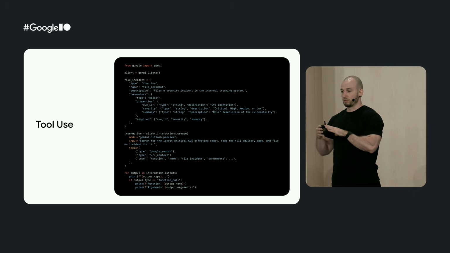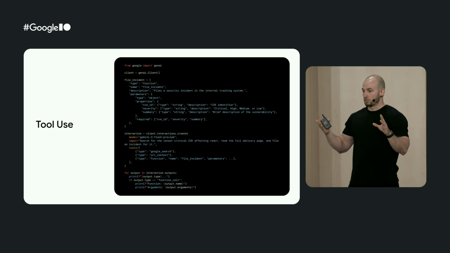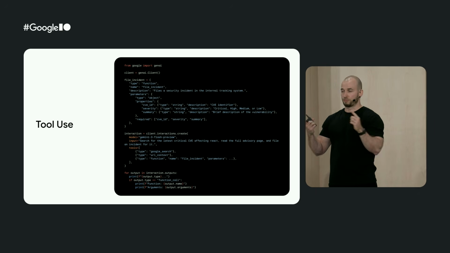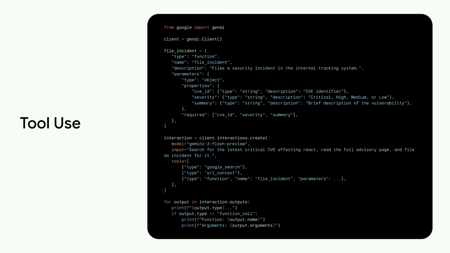And let's look at another example, tool use. So when we build an agent, what are the key components? We have a model, which is our brain. We need tools, or hands, for the model to interact with the environment. And then we need an environment or a loop. And to build a very simple client-side agent with the Interactions API, we need to define our function or a function schema. In this case, we have a file incident of type function. We create a JSON schema, so which parameters or properties do we expect the agent to create.